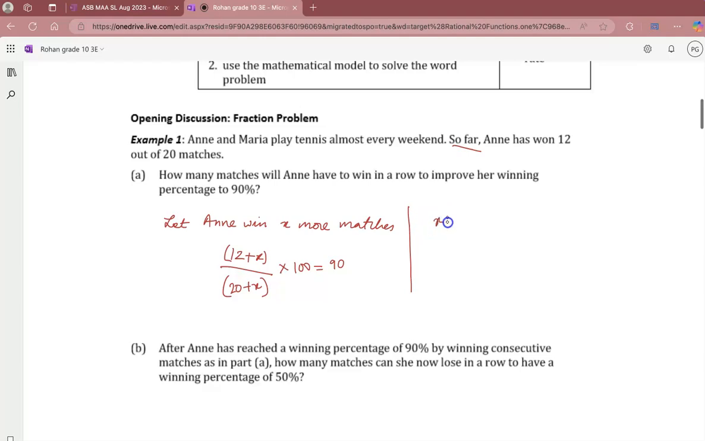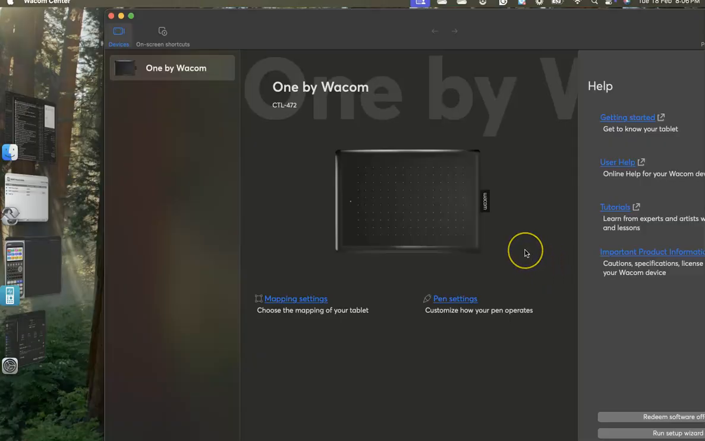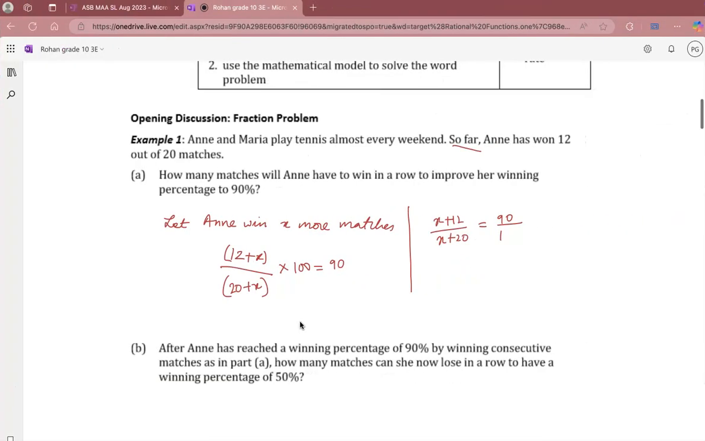So X plus 12 upon X plus 20 is equal to 90 upon 100. So this and this cancels. Cross multiply. So 10x plus 120 is equal to 9x plus 180. And then just cancel. So x is equal to 60.